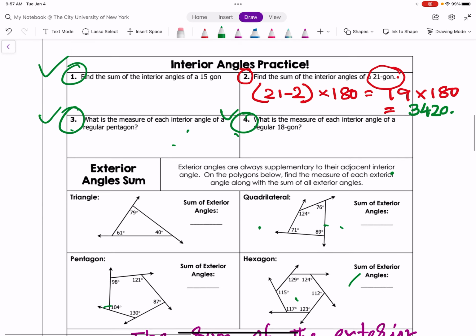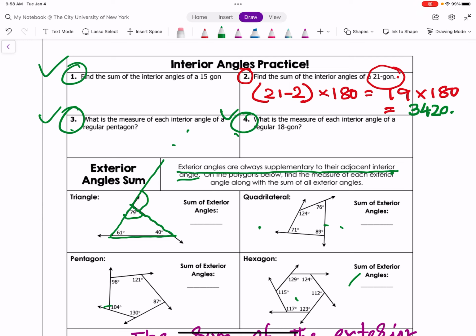And then we come to the exterior angle sum. What is the exterior angle sum? First, let's say what an exterior angle is. Exterior angles are always supplementary to their adjacent interior angles. What does it mean? If you look at this triangle, this is one interior angle. Once you extend the line, you get the exterior. So this interior and this exterior are supplementary, meaning they are on a straight line, so once you add them up, you get 180.